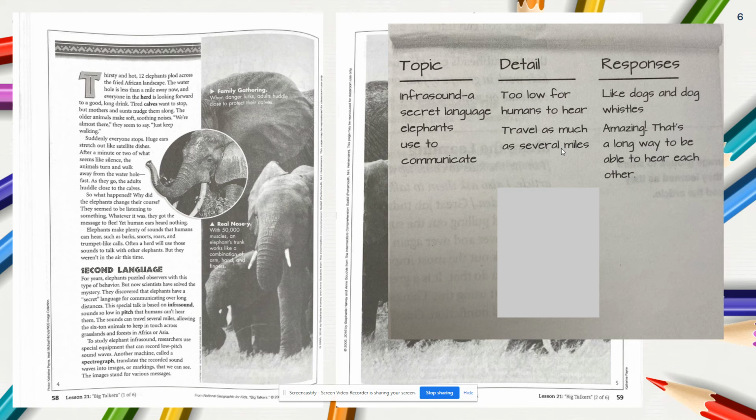Did you notice that I don't write full sentences, but just a few words in the detail column? That is what we try to do on this form. It should be short and quick so that you can go back and take a look at the form and quickly remember the information that you've read. This infrasound really amazes me. I've never heard of it before. Several miles is a long way for elephants to be able to hear each other. I went ahead and jotted this idea down in the response column. Amazing. That's a long way to be able to hear each other.